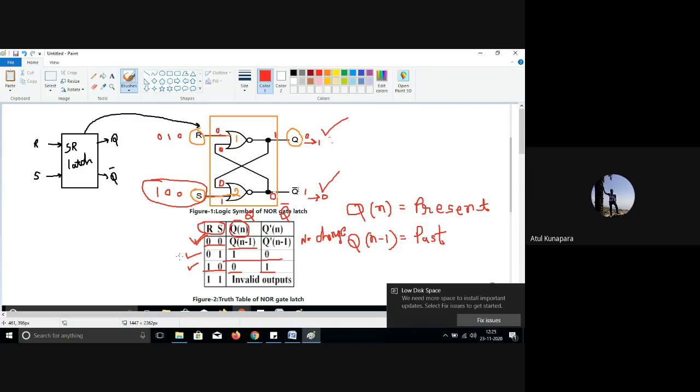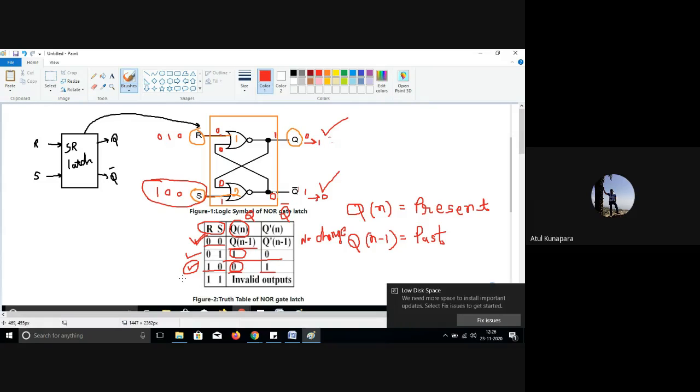For the case R equal to 0, S equal to 1, your output will be set equal to 1. And when R equal to 1 and S equal to 0, your output will be set equal to 0. That means it will be reset.